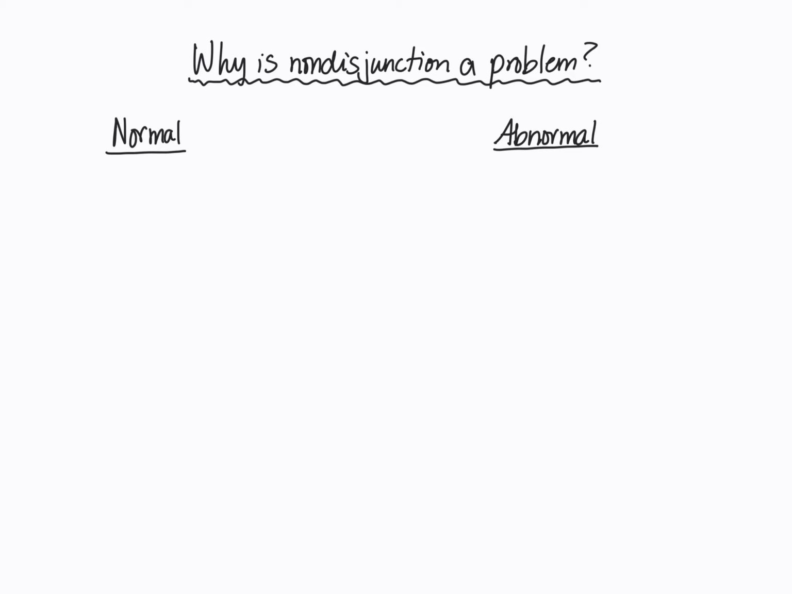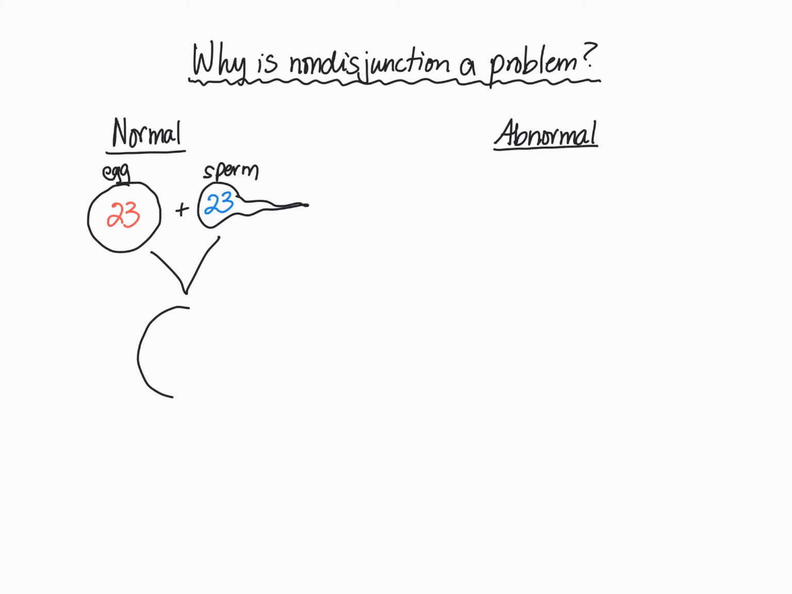So let's take a look at why non-disjunction is a problem. First, let's look at what happens normally during the creation of a zygote and embryonic development. We've talked a little bit about sexual reproduction before, where you have an egg that fuses or merges with a sperm. The egg carries 23 chromosomes, and the sperm carries 23 chromosomes. The result of that merging is a fertilized egg, which is known as a zygote. And that zygote has 46 total chromosomes, which is what is necessary in order to make a human.